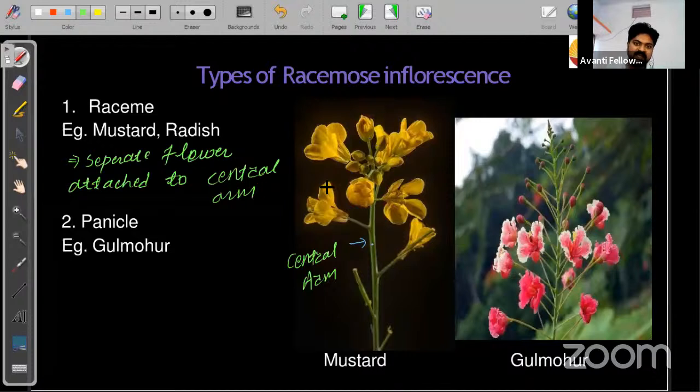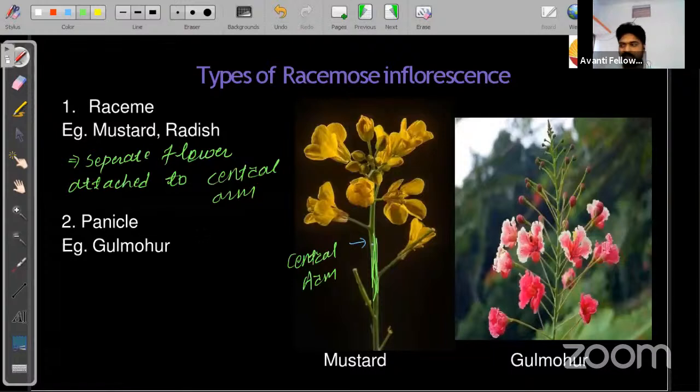So this flower you can see on your screen is a raceme flower, where this part is the central arm, and at the central arm the small flowers get attached. Okay, so I think it is clear in your mind.